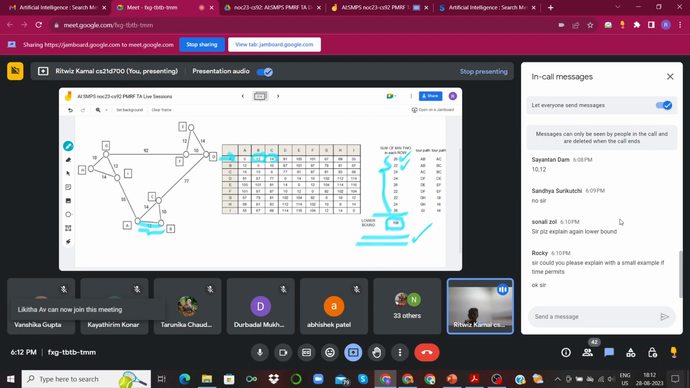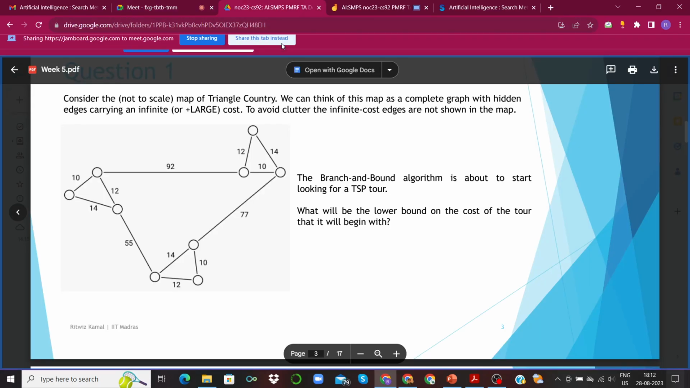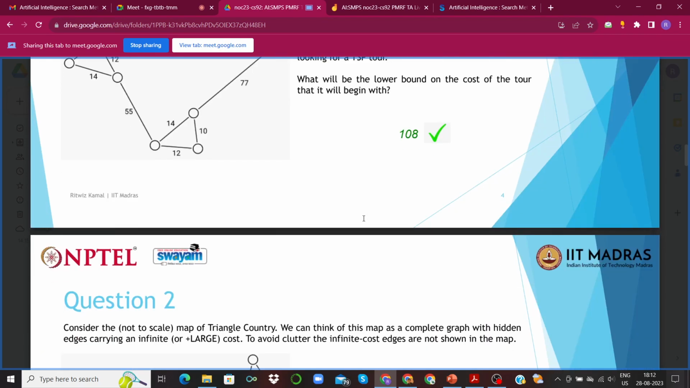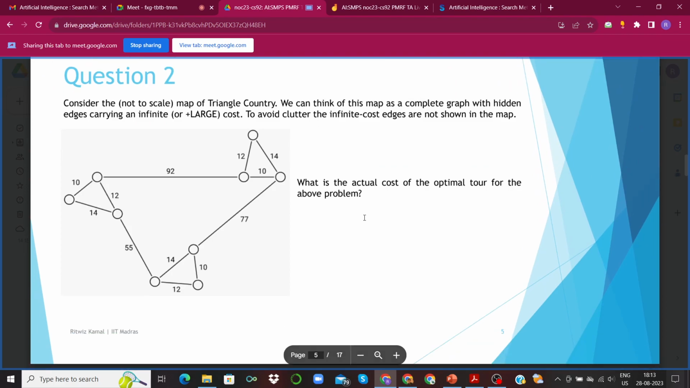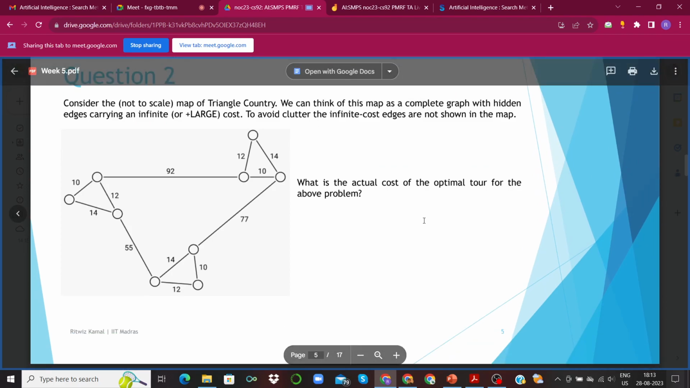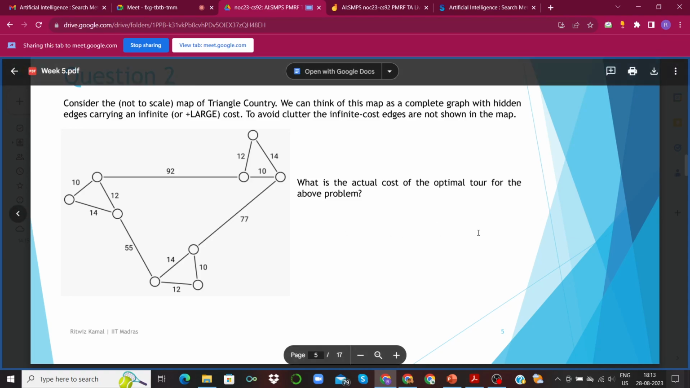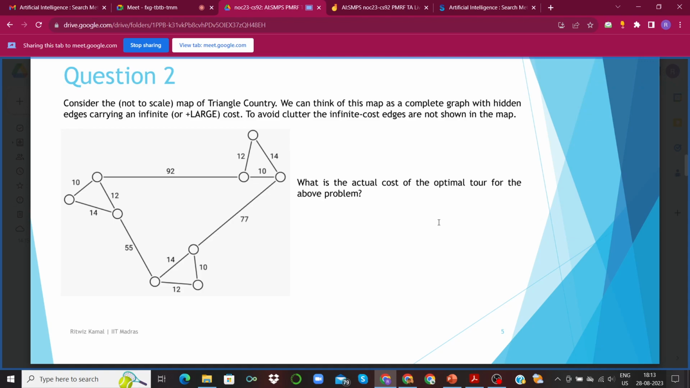So this was the lower bound. Let's check the answer. It is 108. Now we move on from the lower bound to an optimal tour. This is a small graph and a small map, so we can actually try to solve this by hand and find an optimal tour for this TSP problem. Feel free to start from any of these nodes and try to find a tour that goes through all of the vertices and at the same time has the lowest cost.